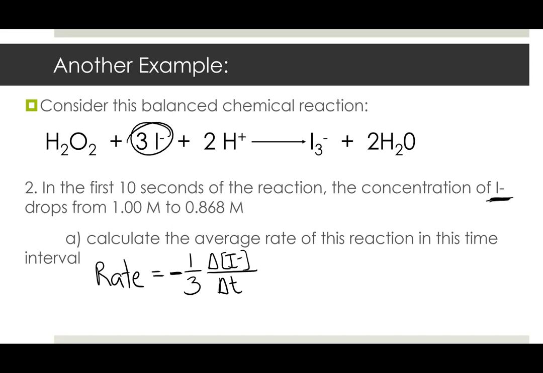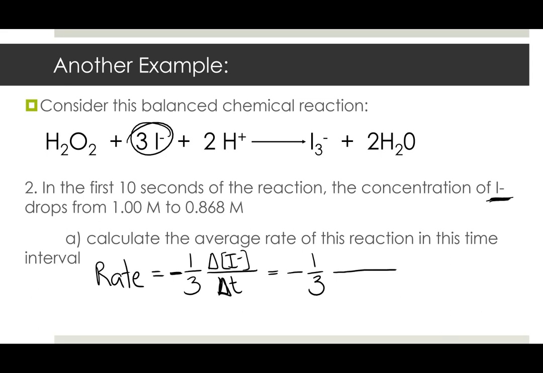Okay? So calculate the average rate. So what we're solving for is this right here. We're solving for the word rate. So that must mean we know everything on the right-hand side of this equation. Okay? So I know there's a negative. I know there's a 1/3. Now I need to break this fraction up a little bit.